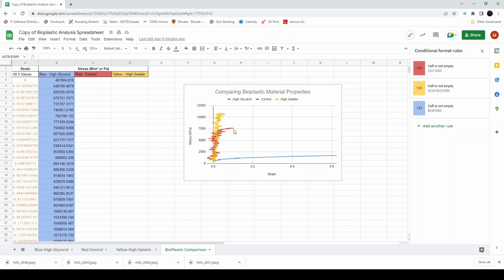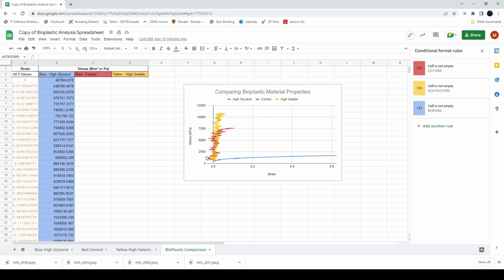Moving on to the control, this one we see stretched a little bit more. It had a bit more strain, but that came at the cost of a lower stress. And finally, if we move on to the high glycerol blue bioplastic, we'll see that that one handled the highest amount of strain, but the lowest stress.